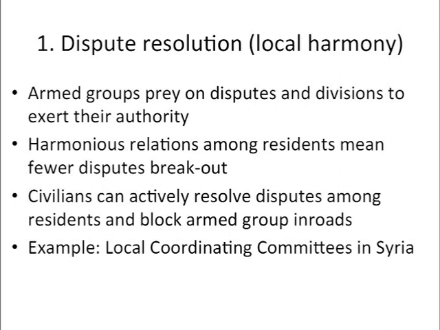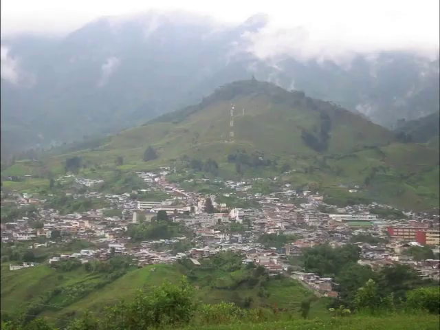Furthermore, civilians, community leaders, and conciliators within the community can take action to actually resolve these disputes among citizens and therefore block armed group inroads. One example that we see today is the local coordinating committees in Syria, where they are essentially trying to reestablish civilian-led justice, so that armed groups, whether they be Islamist extremist groups or whatever you'd like to call them, or other armed groups, are not the ones meting out justice. Instead, it's the civilians. Let me go on to the next slide.